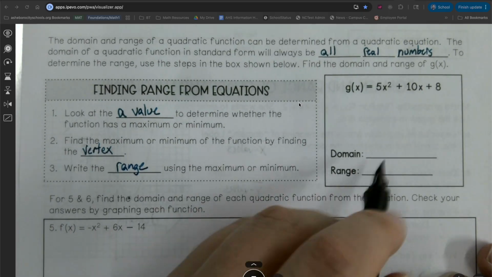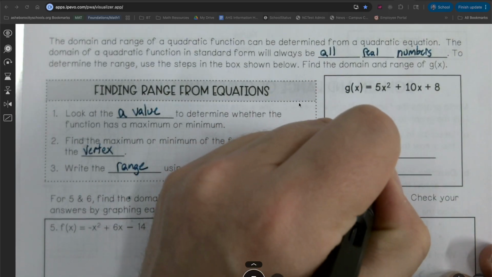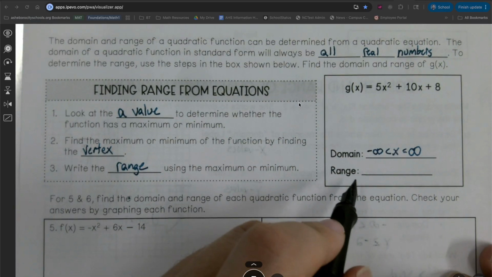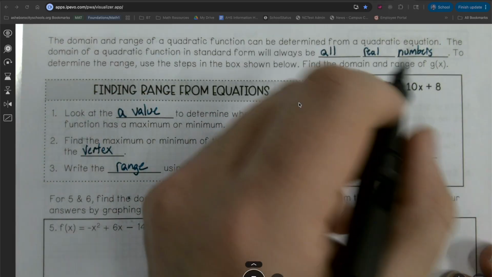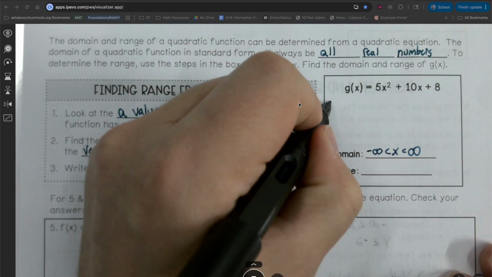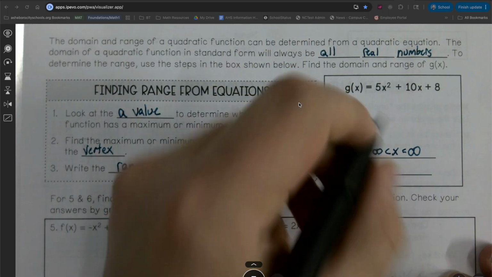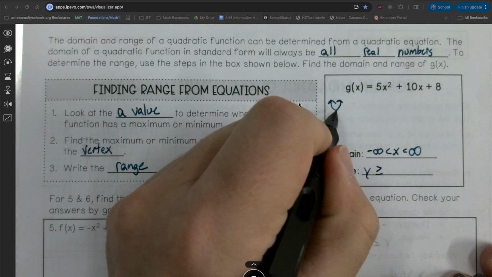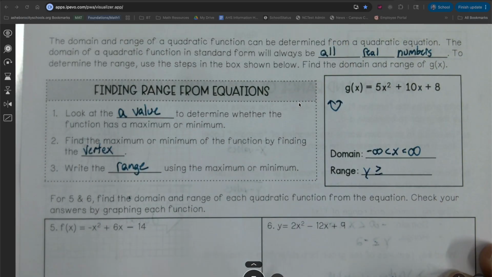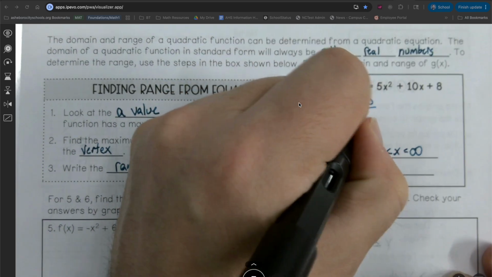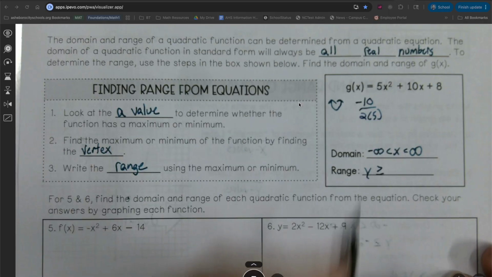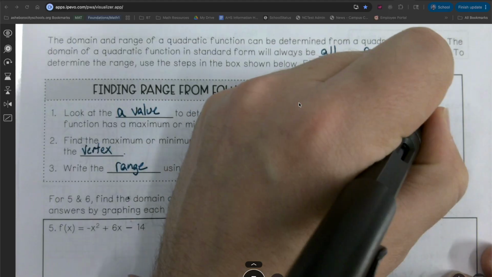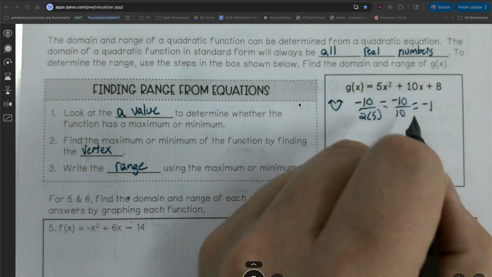Okay, so the easy thing is the domain, that's negative infinity to positive infinity. And our range is going to be found by finding our vertex. Well, it's a positive a value, so we know it's going to look like that. So our range is going to have to be greater than something because it's got to be from this value up. Like we talked about yesterday, we can do negative b over 2a, right? That's going to be negative 10 over positive 10, which is equal to negative 1. But again, that's the x value of the vertex.